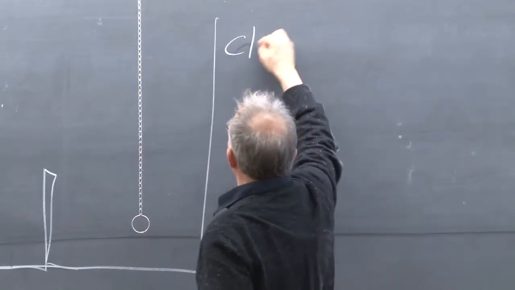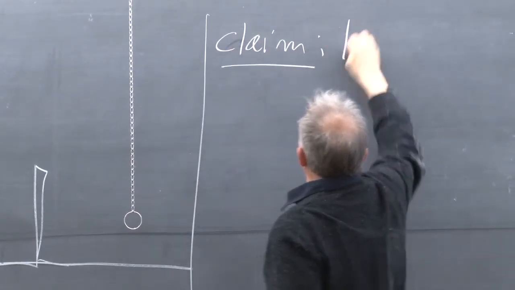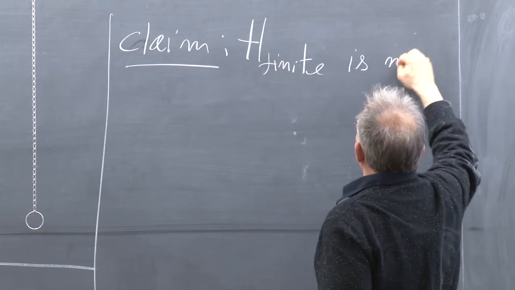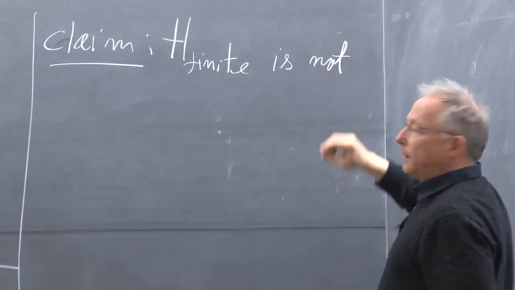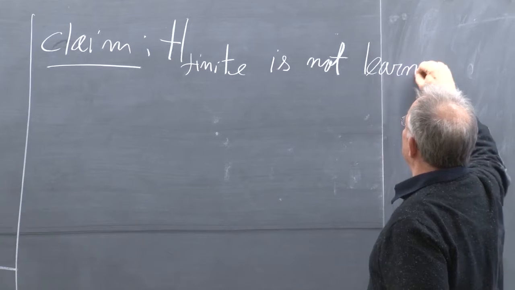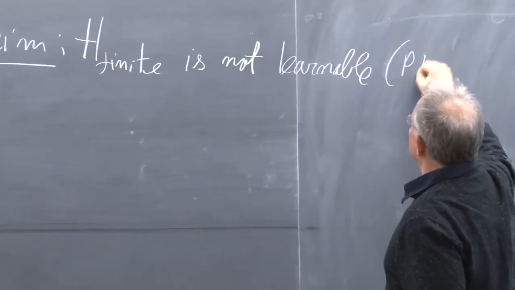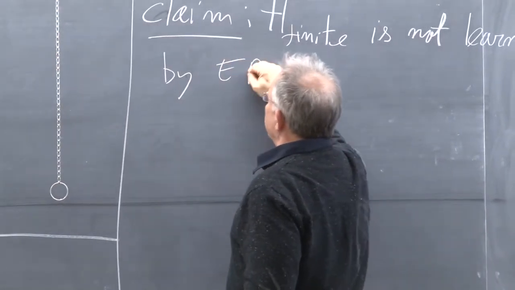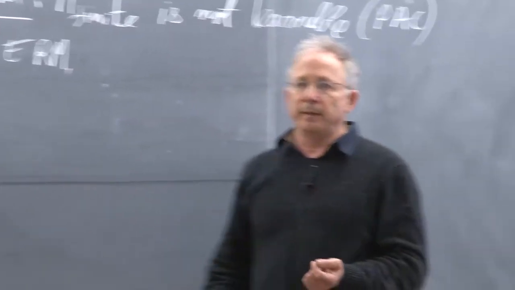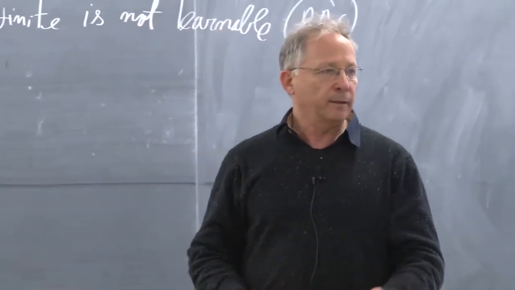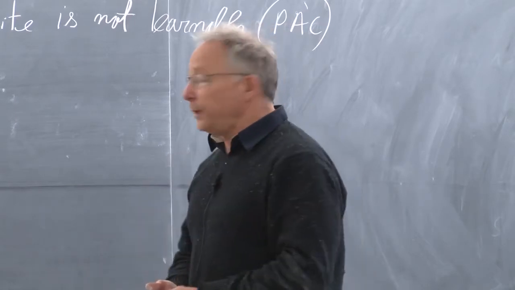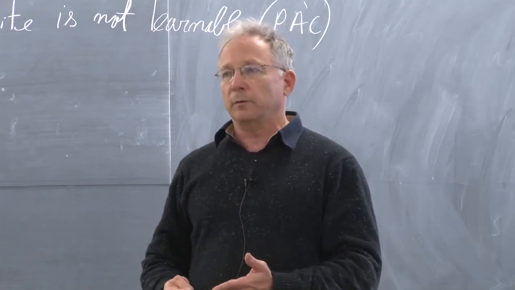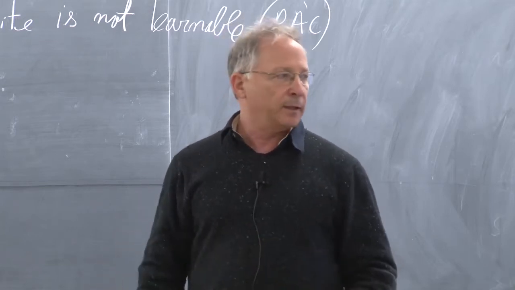So I have a claim that H finite is not learnable in the PAC sense by ERM. And by learnable by ERM, we mean that if we get a sample, we just pick any hypothesis that minimizes the error over the sample, and we want to make sure to use this hypothesis as our output.